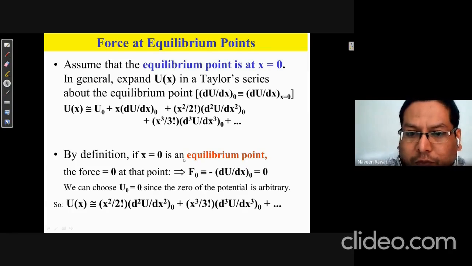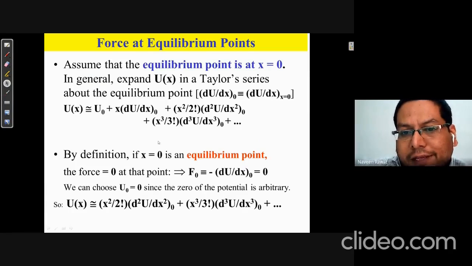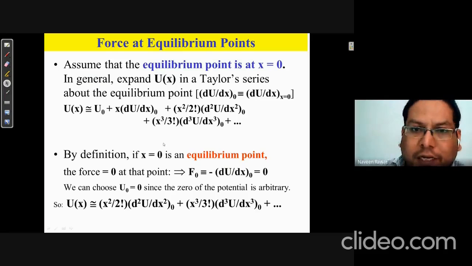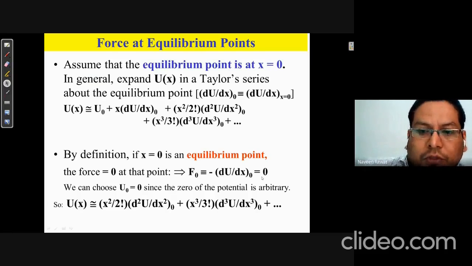From a convention point of view, when x is equal to 0, if that is your equilibrium position, you can just take your frame of reference to be that equilibrium position and say that x is equal to 0 at the equilibrium point. If you do that, then at x equal to 0 there is no force acting on the object, so du by dx, which is the negative gradient of potential energy at that position, should be 0.